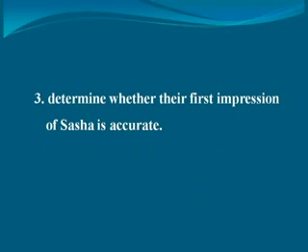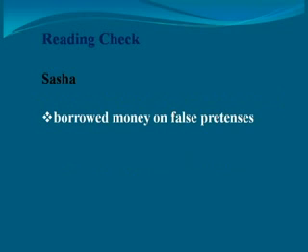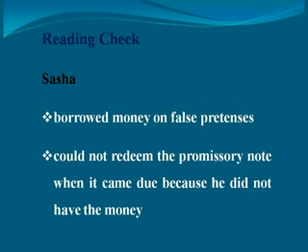3. Now you can determine whether their first impression of Sasha is accurate. Now, you should know why Sasha is in trouble. Reading check. Sasha borrowed money on false pretense. He could not redeem the promissory note when it came due because he did not have the money.